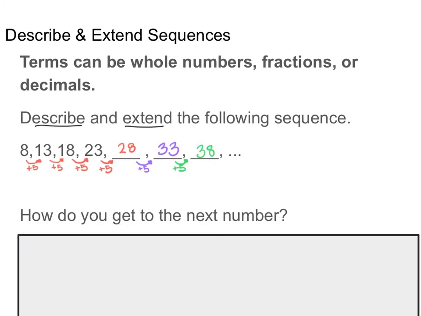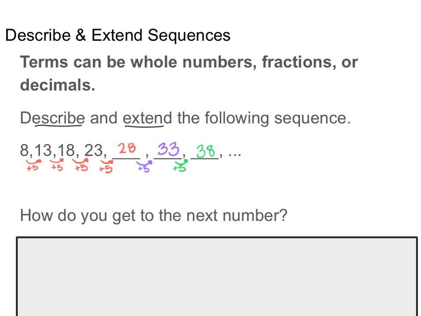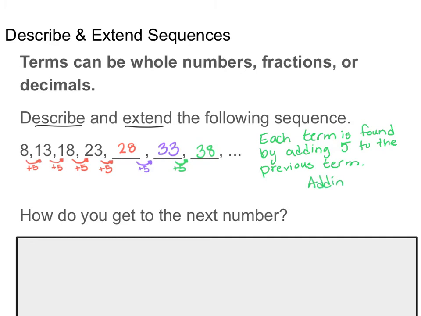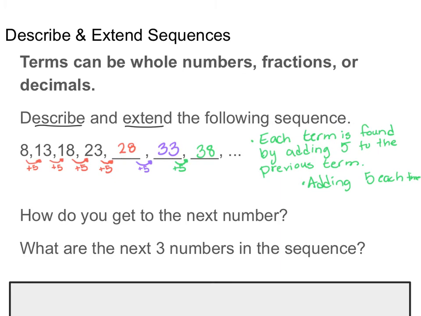So how did we get to the next number? Well, this is describing it. Each term is found by adding 5 to the previous term. So I'm going to go ahead and write that for you. Each term is found by adding 5 to the previous term. A short way to say it is that you're adding 5 each time. Okay? So those are two ways to say it. The next question is, what are the next 3 numbers in the sequence? So the next 3 numbers are 28, 33, and 38. Okay, let's go on to the next problem.